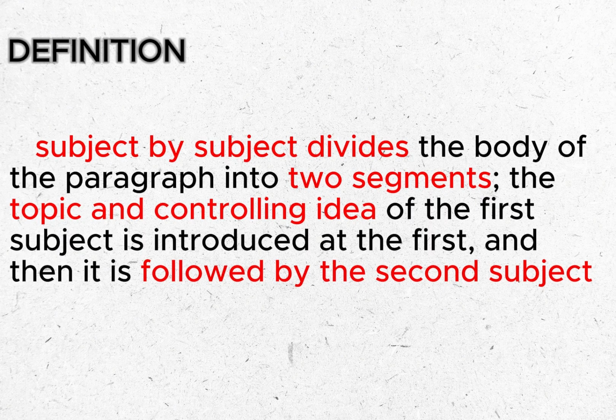There are two most well-known ways, which is block style and point-by-point style. Let's start with the definition for both of these, and I will end the topic with me explaining the example for each of these. Number 1, block style, subject by subject, divides the body of the paragraph into two segments. The topic and controlling idea of the first subject is introduced first, and then it is followed by the second subject. Write all about the first subject and then all about the second subject.